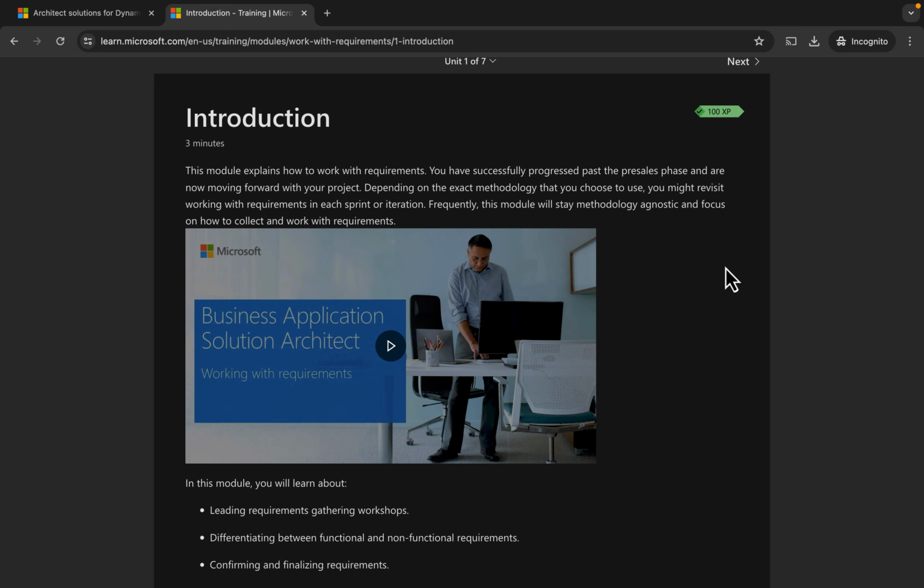Introduction. This module explains how to work with requirements. You have successfully progressed past the pre-sales phase and are now moving forward with your project. Depending on the exact methodology that you choose to use, you might revisit working with requirements in each sprint or iteration. Frequently, this module will stay methodology agnostic and focus on how to collect and work with requirements.